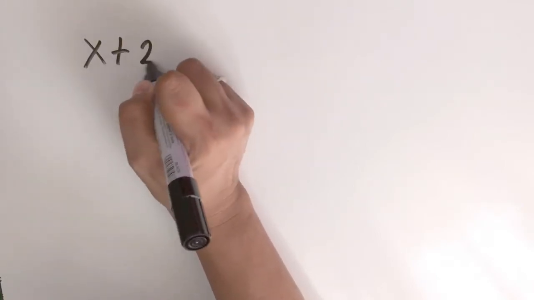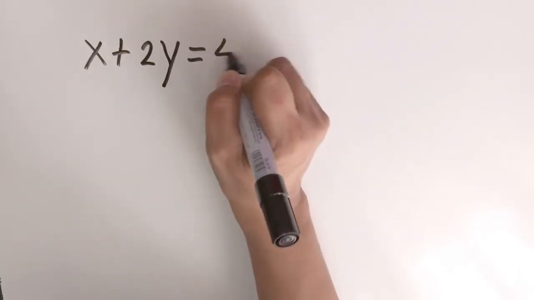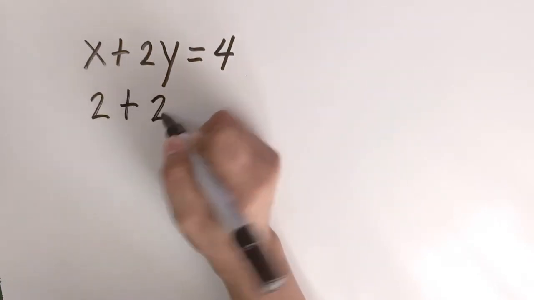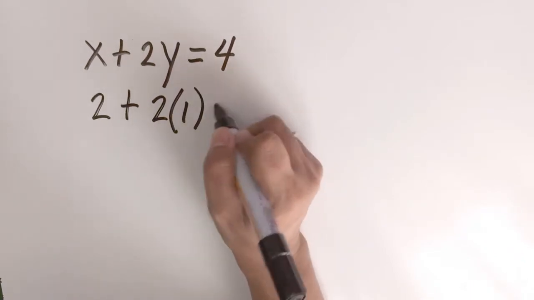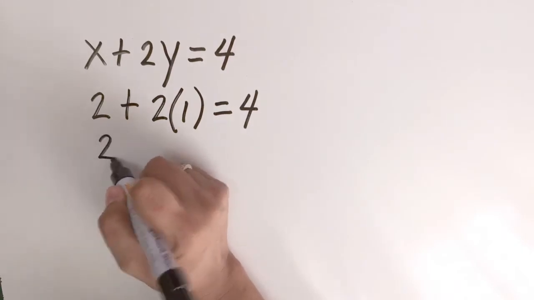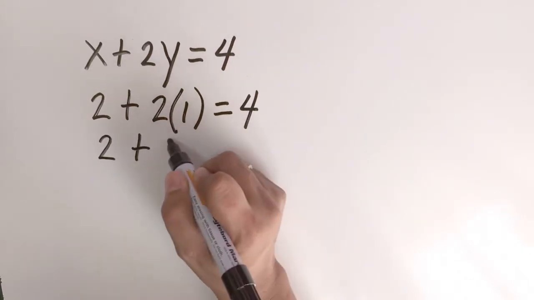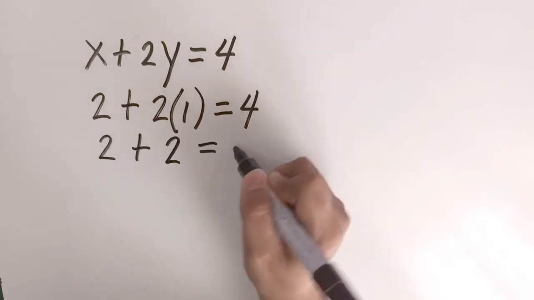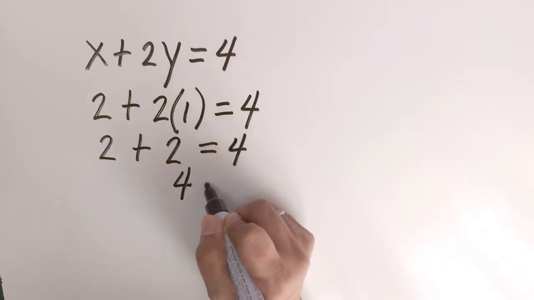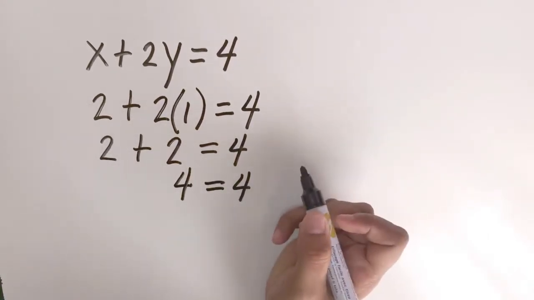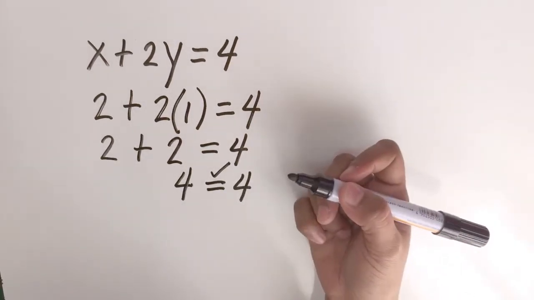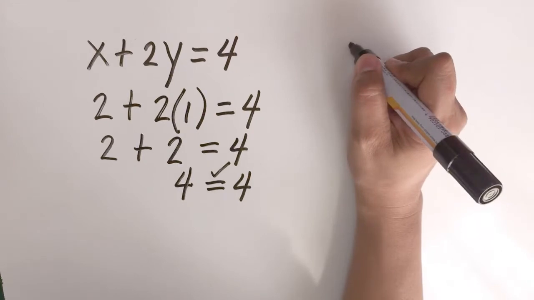x plus 2y is equal to 4. Our x is 2. Our y is 1. So copy 2 plus 2 times 1 is 2, is equal to 4. 2 plus 2 is 4. Copy, equals 4. Do we have a true statement? Yes. What about in equation 2?